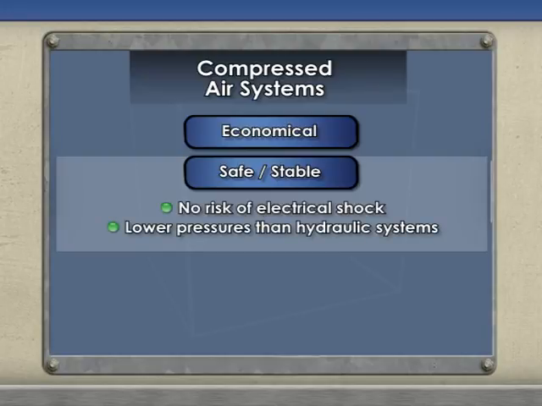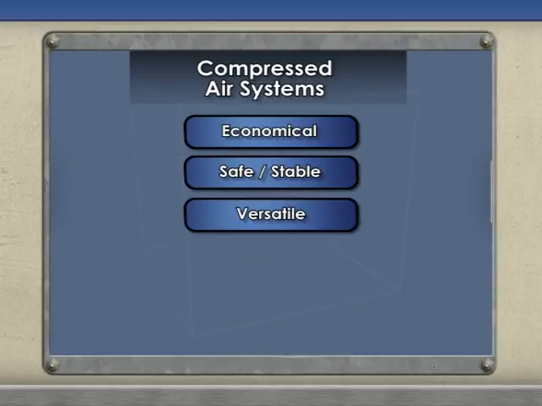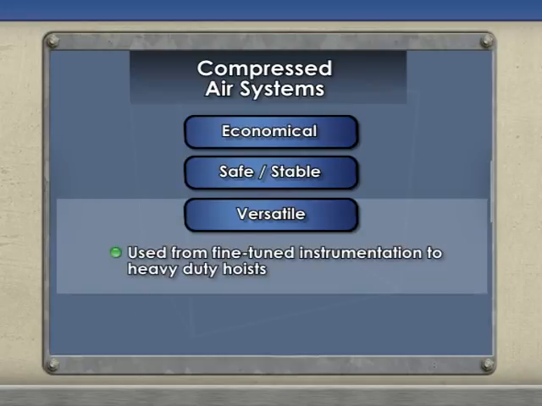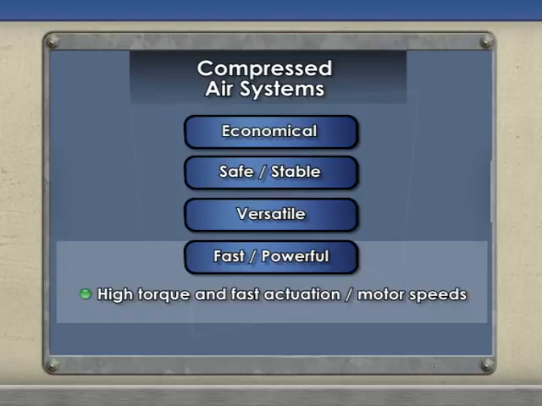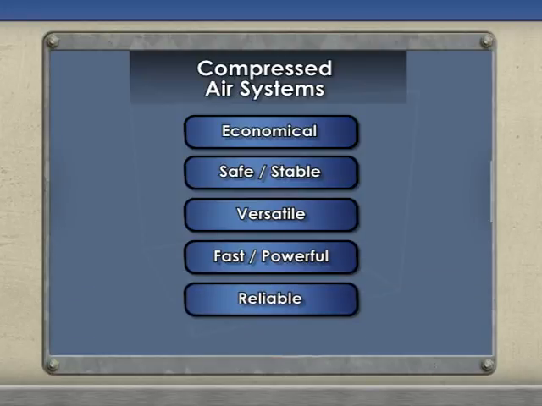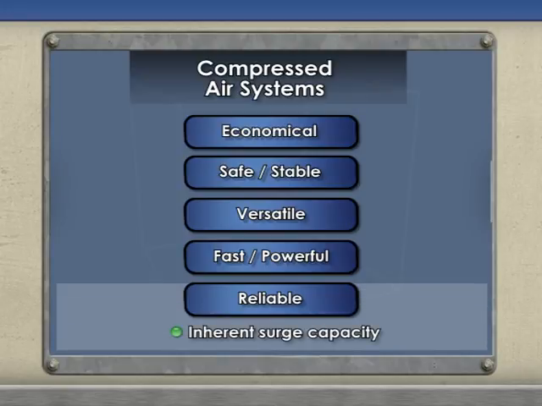The pressures in pneumatic systems are 10 to 20 times less than those in hydraulic systems. Compressed air is versatile and has a wide range of applications, from use in fine-tuned instrumentation to heavy-duty hoists. Pneumatic systems can provide high torque, fast actuation, and high motor speeds. Finally, compressed air systems are reliable. Compressed air systems include an air storage element which offers some surge capacity even in case of power failures.